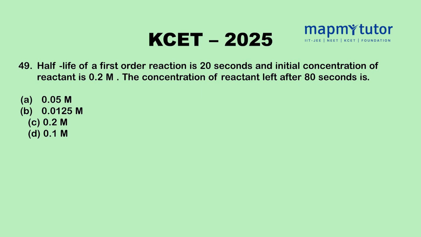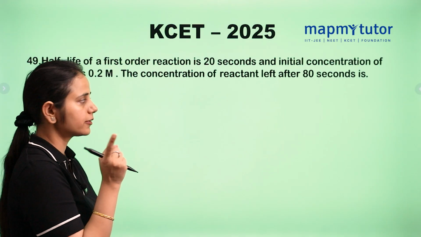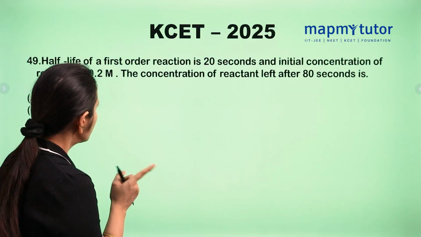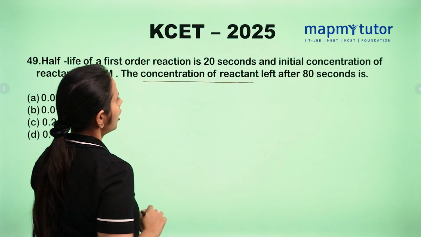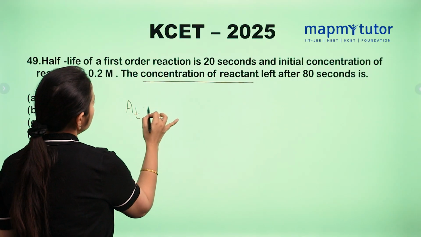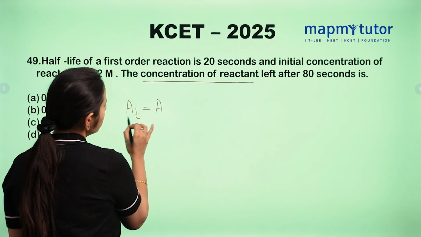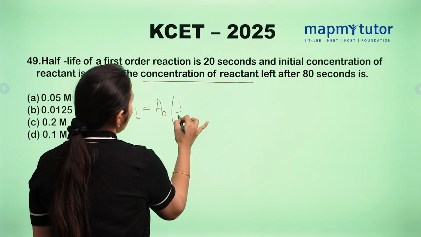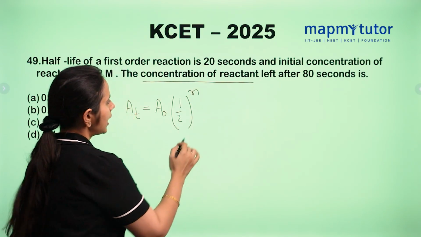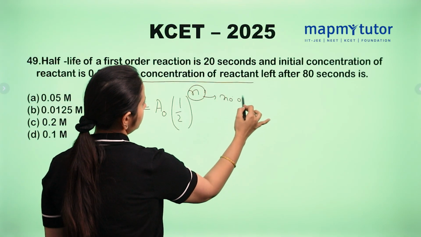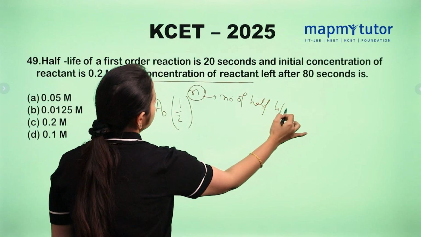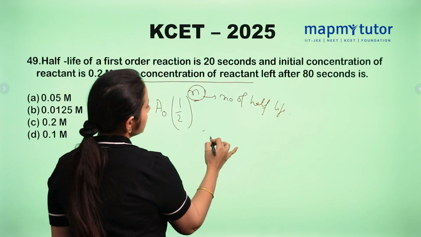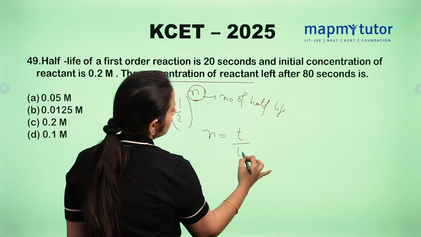Half-life of a first order reaction is 20 seconds and initial concentration of the reactant is 0.2 molar. The concentration of reactant left after 80 seconds is. This is a question from chemical kinetics. So, we need to calculate the concentration of a reactant. How will we calculate? The easiest formula is: concentration at time T, A_t, is equal to A naught times half raised to power n. This n is the number of half-lives. So, how will we calculate n?